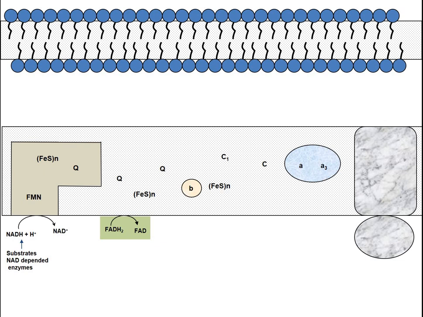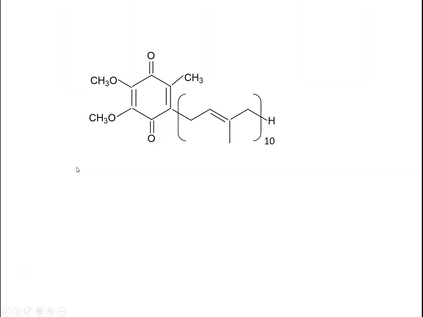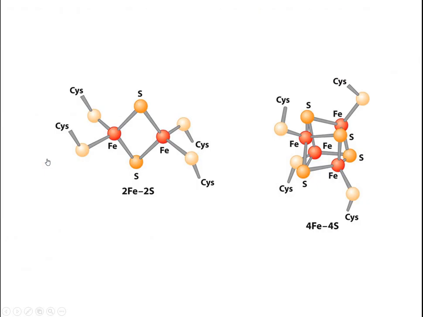The first respiratory complex, or NADH dehydrogenase, looks like the letter L and is formed from the following coenzymes: flavin mononucleotide, ubiquinone, and iron sulfur cluster.